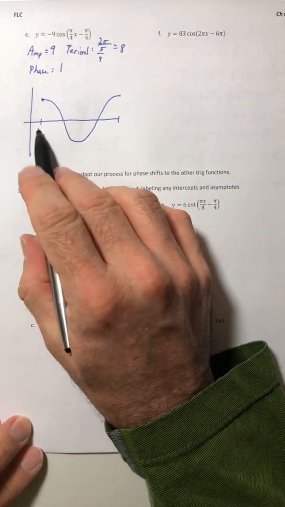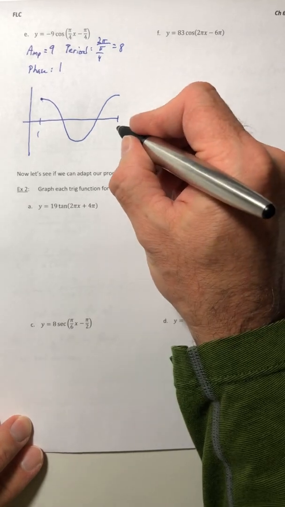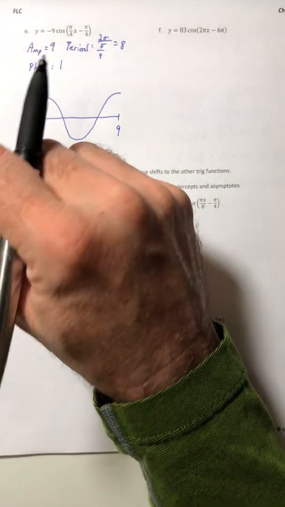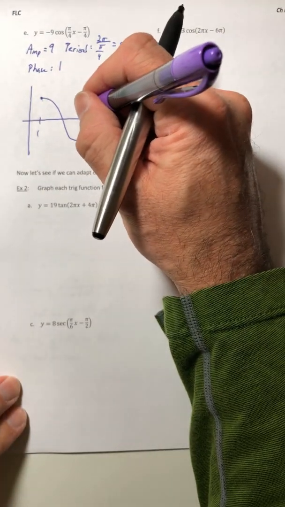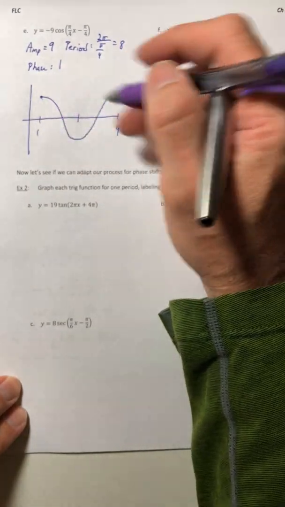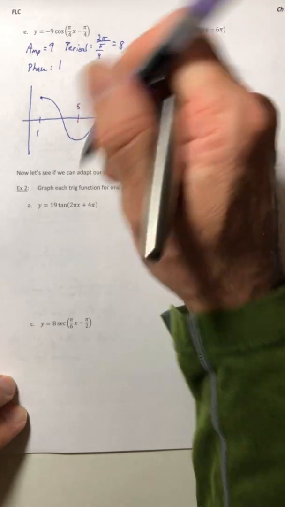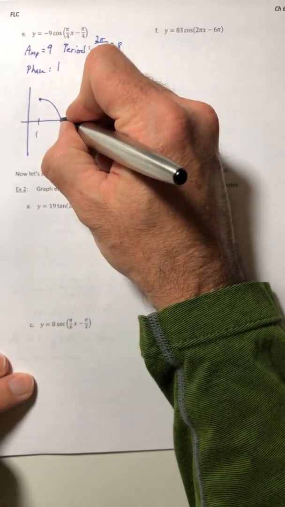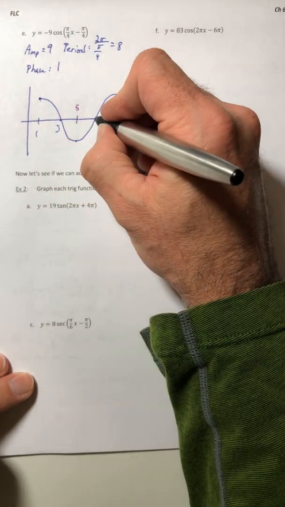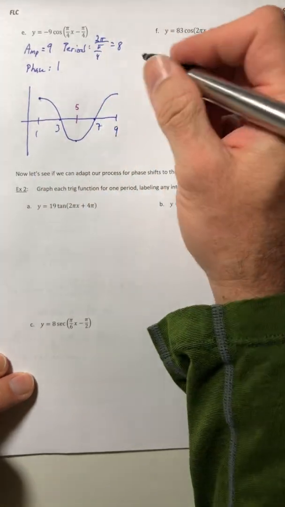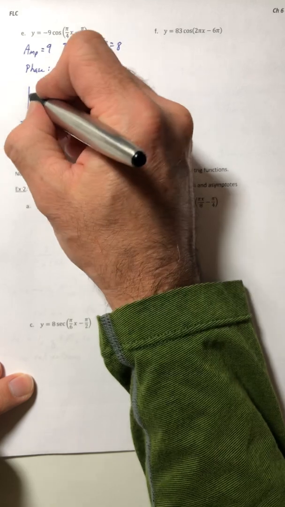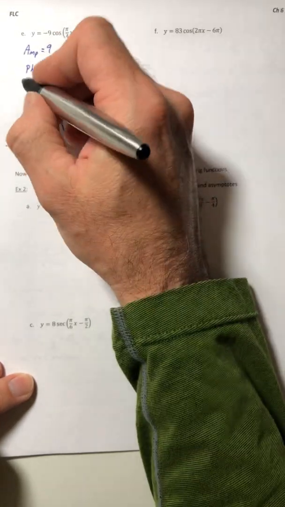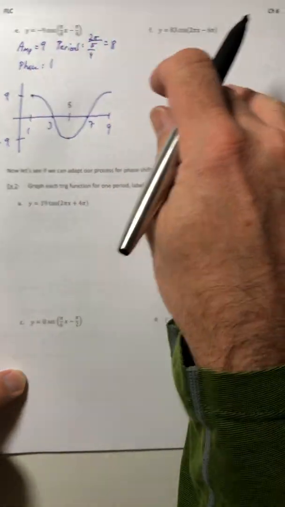Okay, so you started at 1, add the period, so it ended at 9. Figure out the middle. So what's in between 1 and 9? Well, that would be a 5. And in between 1 and 5 is usually 3. In between 5 and 9, most of the time that's 7. And then it's bouncing in between -9 and 9.